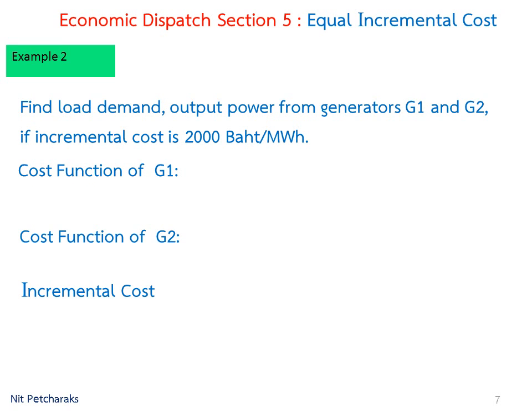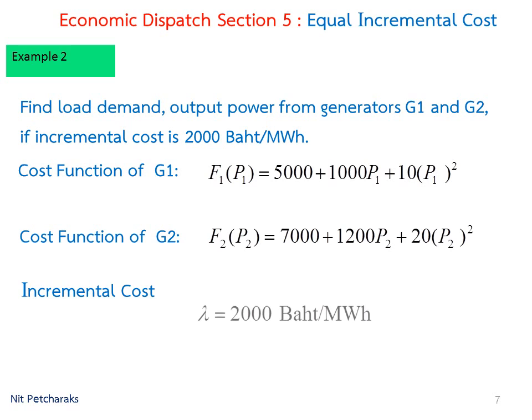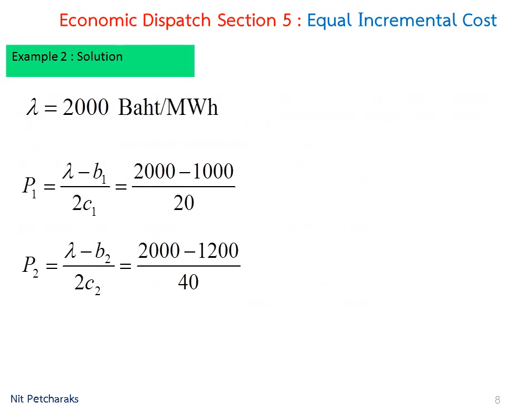Example 2. If we know the incremental cost, can we find the output power of generators G1 and G2? Their cost functions are given, and incremental cost is 2,000 baht per megawatt hour. The value of incremental cost is known, 2,000 baht per megawatt hour. We can calculate the output P1 and P2 from these equations.